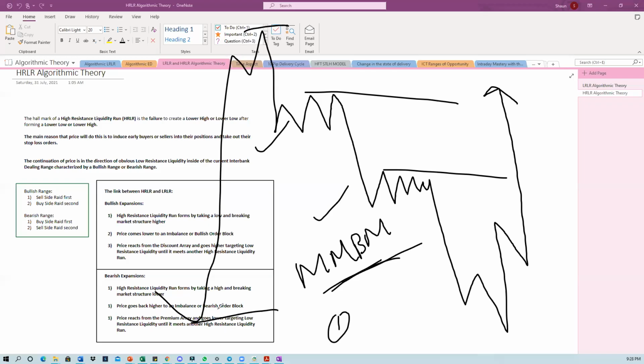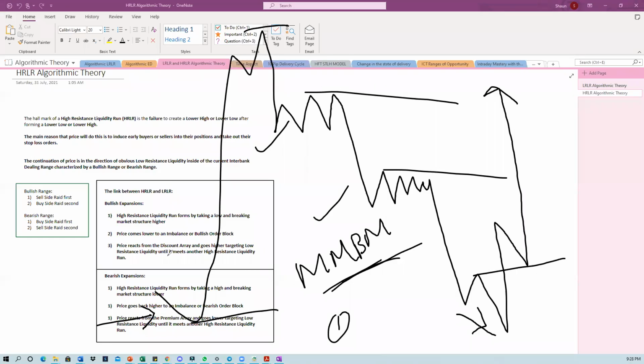You need to take out a low, right? Short-term low or strong low. So where's the low? Here. Price goes below it into a PD array and goes up. Now, what happens then? High resistance pool, breaker entry, up we go.